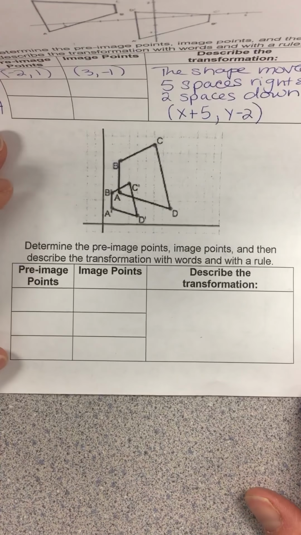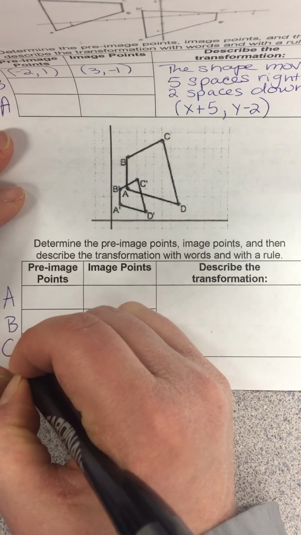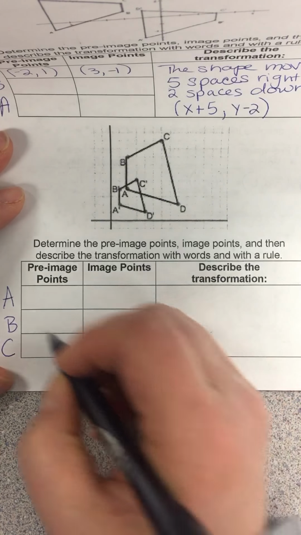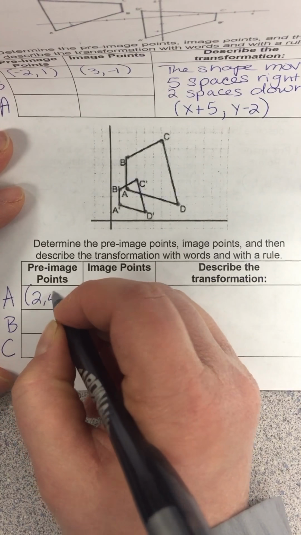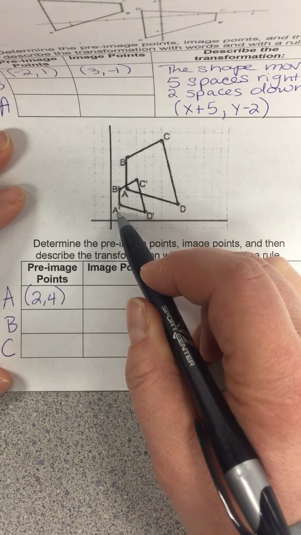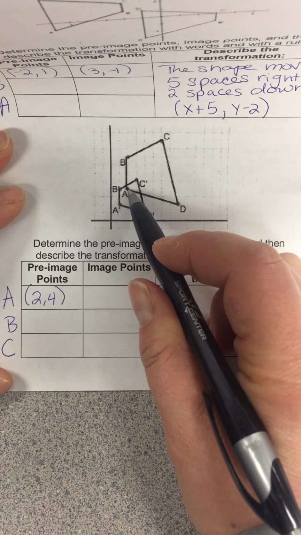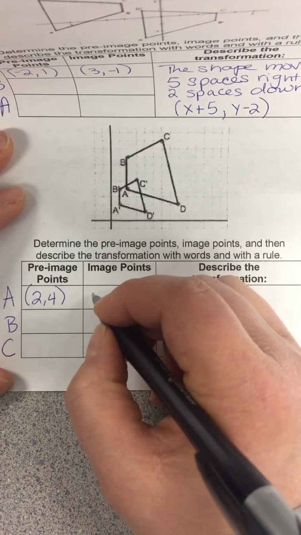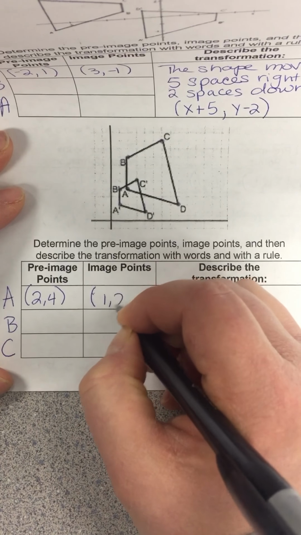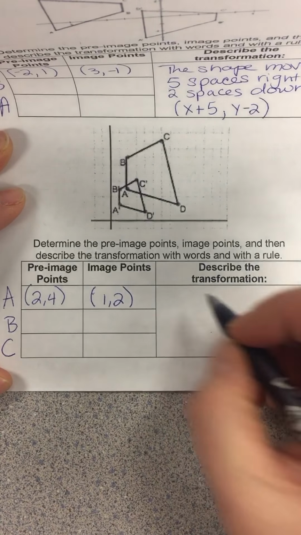The next one is an example of a dilation. Again, I'll do 1 point, you do the others. This is A, this is B, this is C. I'll do A. A started at (2, 4). Remember, you're looking for that little tick mark. So this smaller image is after it's been transformed. This larger image is where it started. So it started at (2, 4), and it ended at (1, 2). So pause the video, do points B and C, and then come on back.